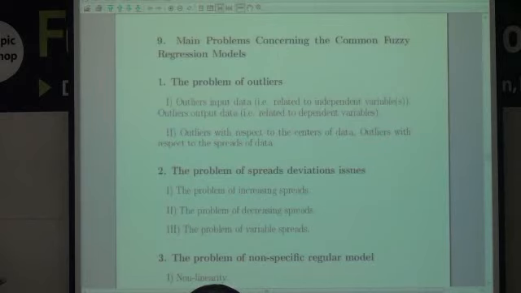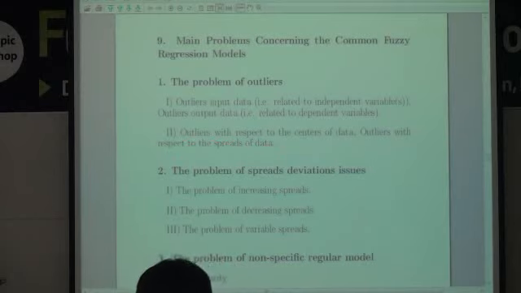There are some problems due to outliers. I call it the problem of outliers. Outliers in fuzzy regression modeling depend on two cases: outliers of the center of data and outliers of the spreads of data. In statistical regression modeling, we have just one type of outlier, outliers of the data. But in fuzzy regression modeling, we have outliers of the center and outliers of the spreads.